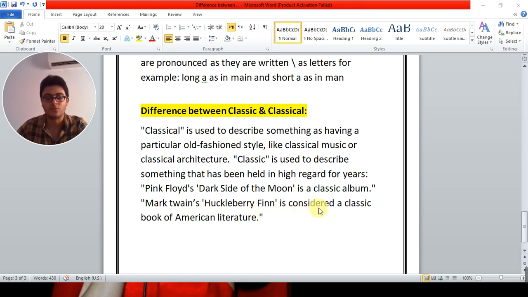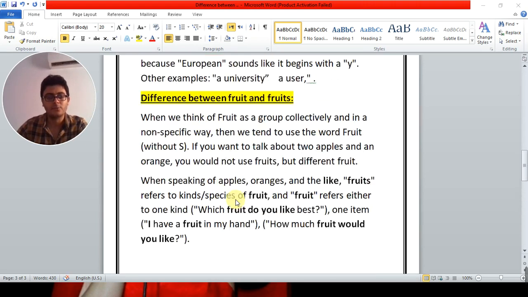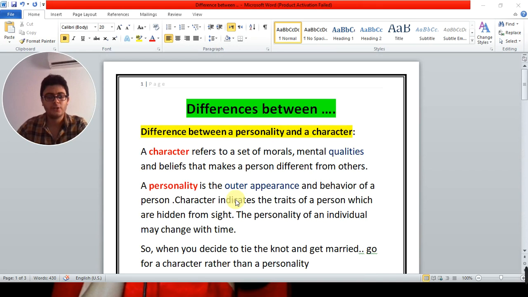his masterpiece, is considered a classic book of American literature. You cannot describe it as classical or ancient. You describe it as classic, meaning of a particular position or status which makes it elegant. So classical means ancient or to describe something as having a particular old-fashioned style. But classic means of a particular regard or status. These are some important points which you need to bear in mind when you are writing or you are speaking and using the English language.